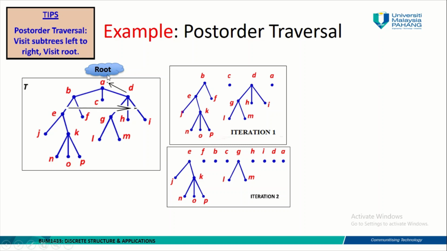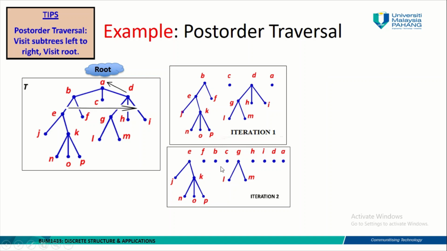So we know that we have root A here. So root A here, and the subtree left to right is B, C, D. So for the first iteration, we have B, C, D and A as the root at the last of the order. Okay.